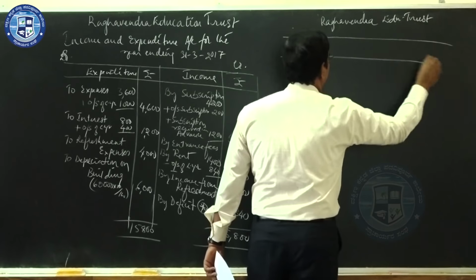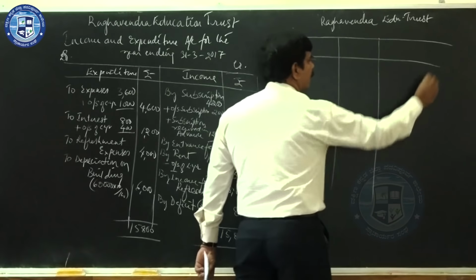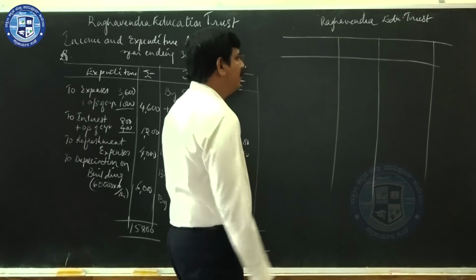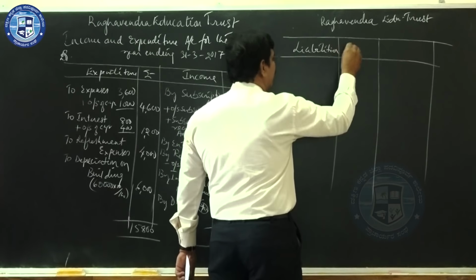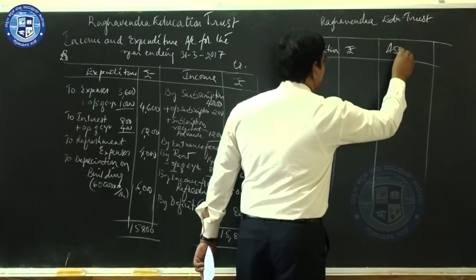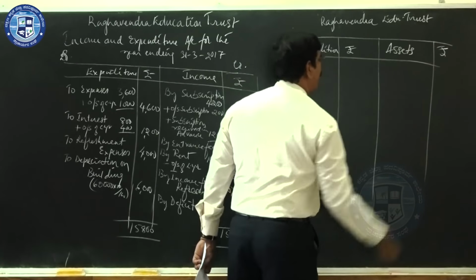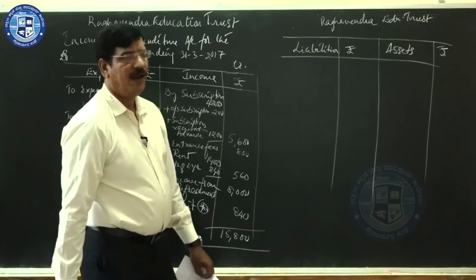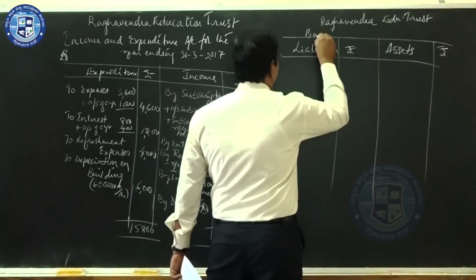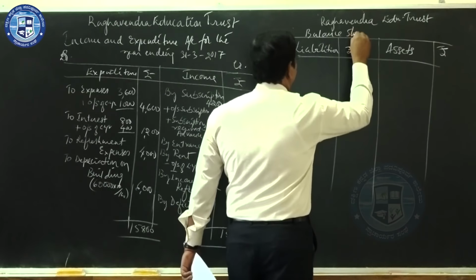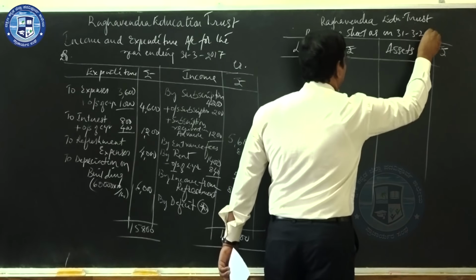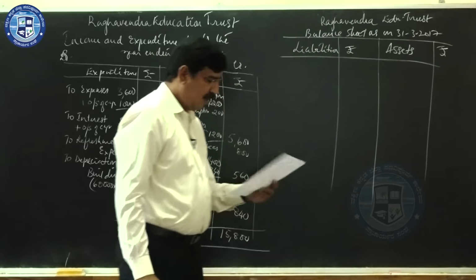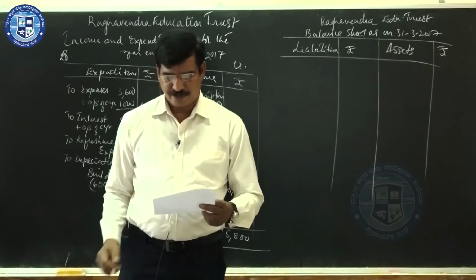Raghavendra Education Trust. On the left hand side again, liabilities rupees, assets rupees, balance sheet as on 31st March 2017. Okay. Now let's look at the items one by one.